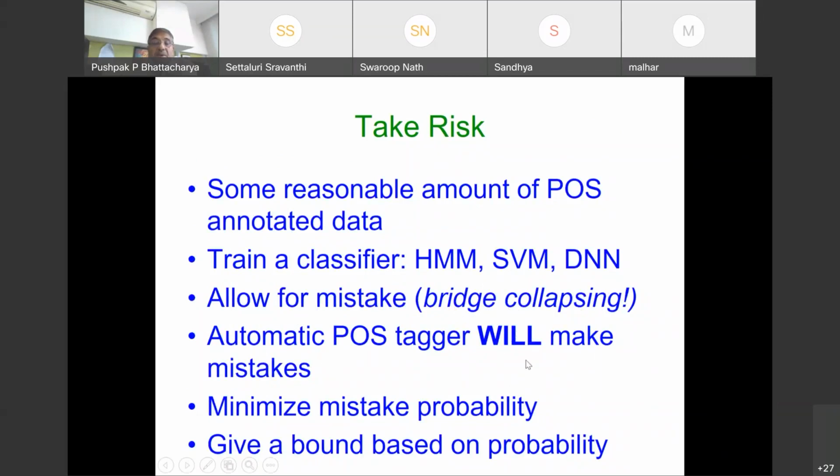Then the automatic POS tagger will make mistakes, surely. It will go wrong a certain number of times. We want to minimize that mistake probability, just like we want to minimize the probability of the bridge breaking. So we should be able to give probabilistic bounds as to how good our part-of-speech tagger is, just like we could give a probabilistic bound for the bridge tolerance. If you allow 117 cars at the same time on the bridge, the probability of the bridge breaking is not more than 0.1. So that kind of probabilistic bound can be given in any kind of machine learning situation, including natural language processing. So this is how we will proceed.